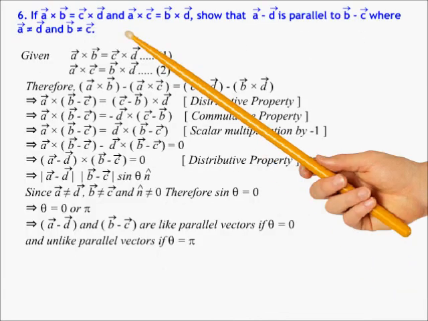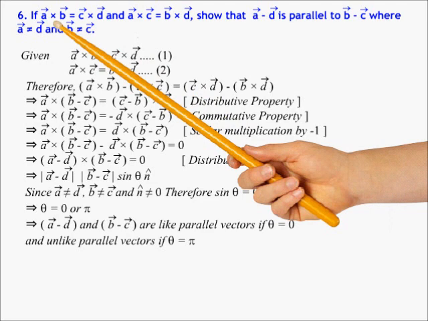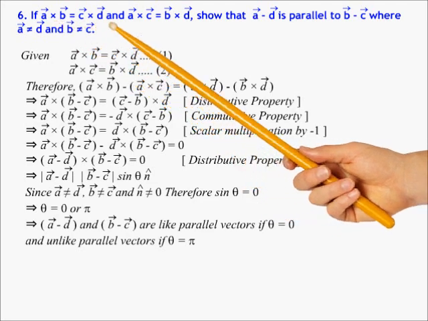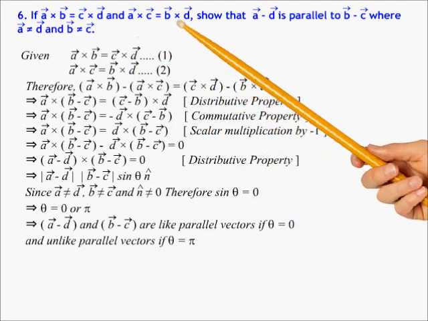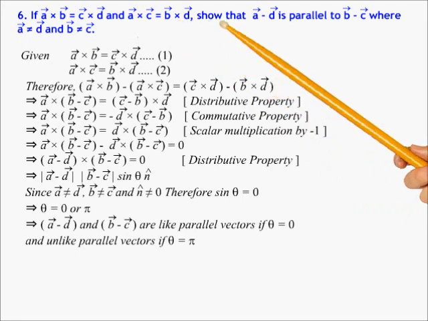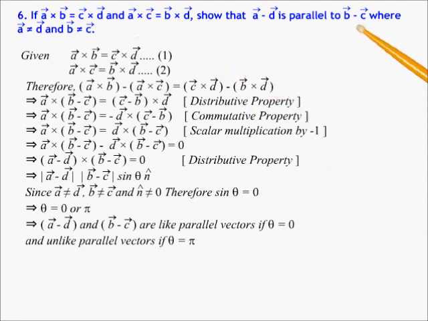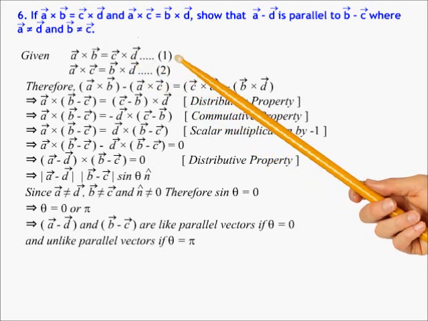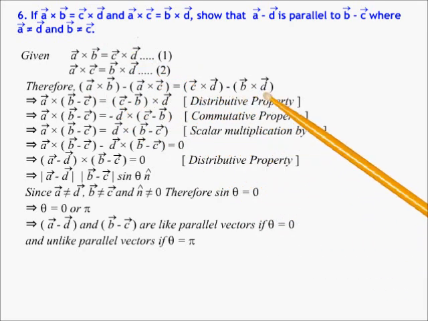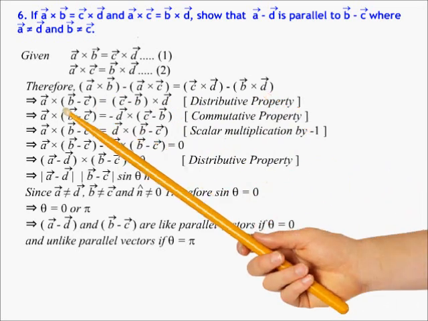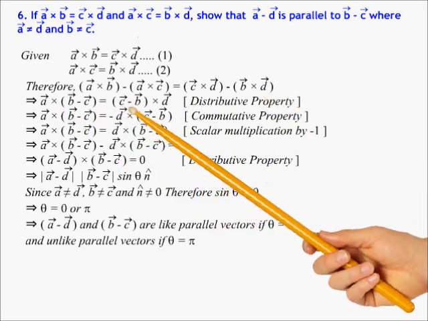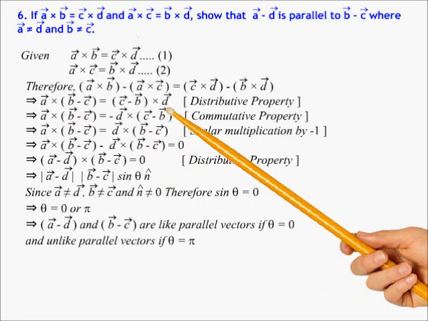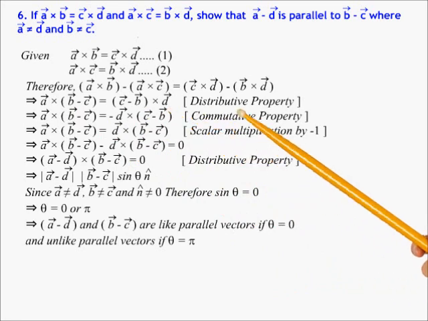In the next problem, it is given that a cross b equal to c cross d and a cross c equals b cross d. We have to show that a minus d is parallel to b minus c, where a minus d and b minus c are unequal vectors. What we do? We subtract this equation from this equation and we get this. This implies a cross b minus c equal to c minus b cross d. This we get by applying distributive property.